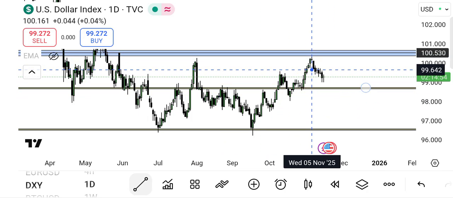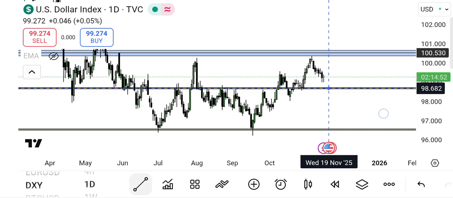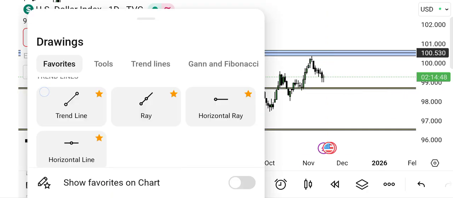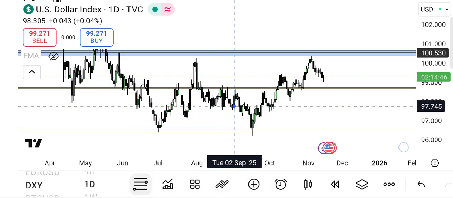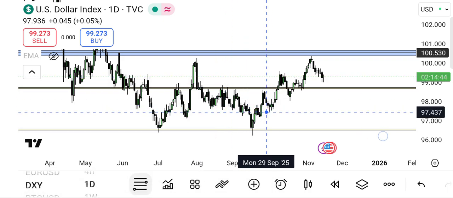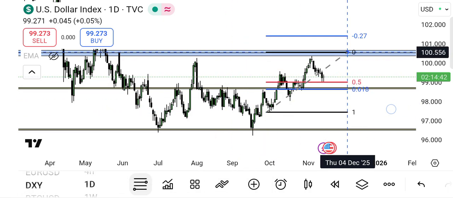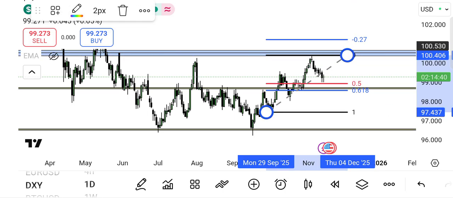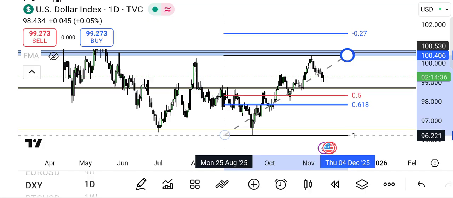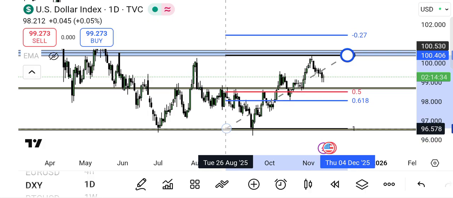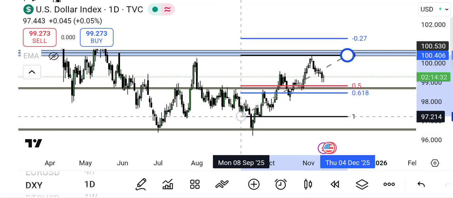Now it's coming back to this support zone. Now if you check very well, this support zone also corresponds with a Fibonacci from here to here. Now that's where we're expecting the market to come to. Though we can come here. Let's see, here.